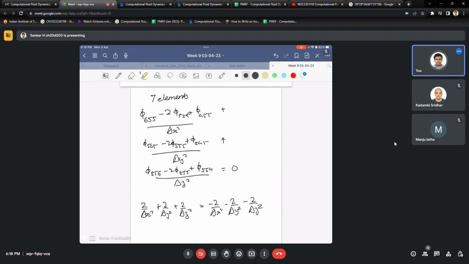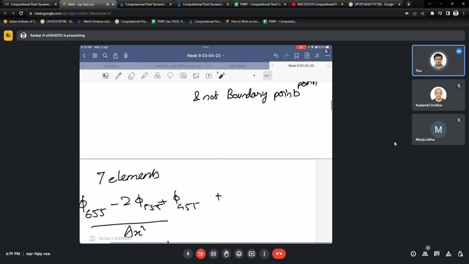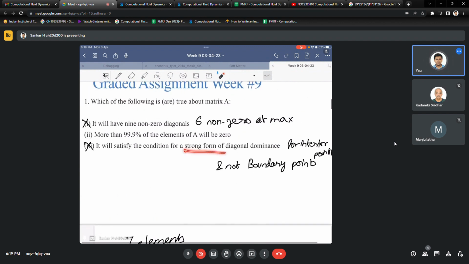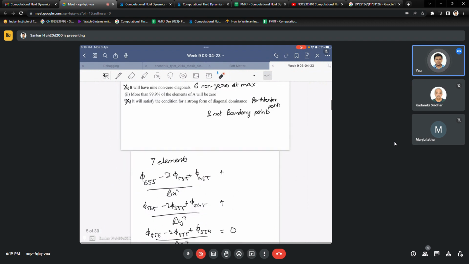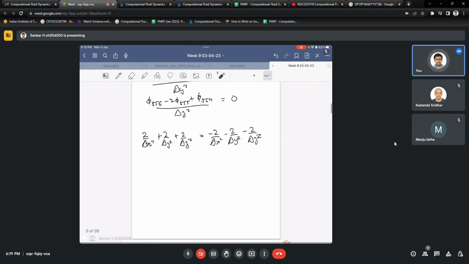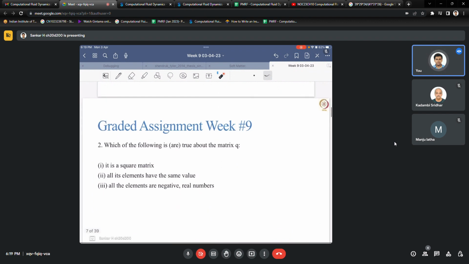So we see that the magnitude of the sum of the coefficients of this is basically 1 by delta x square plus 1 by delta. So when we equate, we'll be able to equate this. Therefore, it won't satisfy the strong form of the diagonal dominance as asked over here. I'll come back to statement 2 because it can be further. One of the further questions asked after this will require a solution of that.